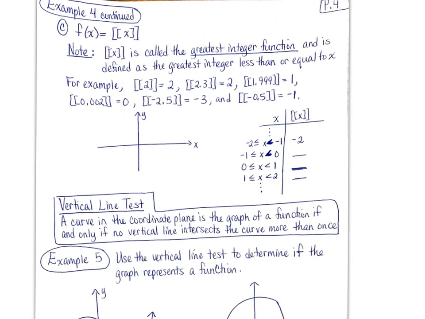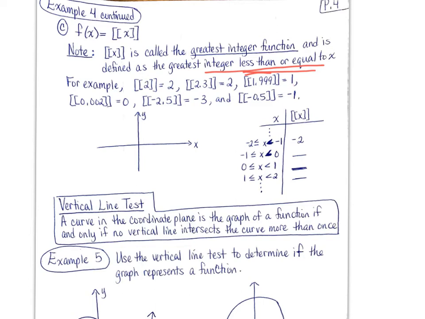Okay, the greatest integer function has the symbol here, and it's called the greatest integer function, and it's defined as the greatest integer less than or equal to x. For example, the greatest integer less than or equal to 2 is 2. The greatest integer less than or equal to 2.3 is 2. The greatest integer less than or equal to 1.999 is 1.